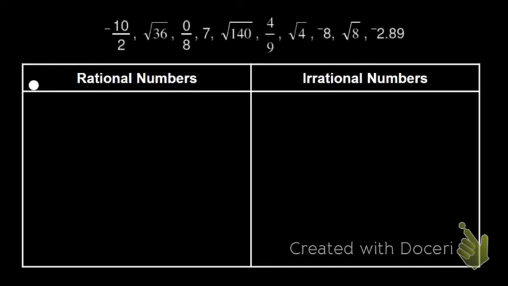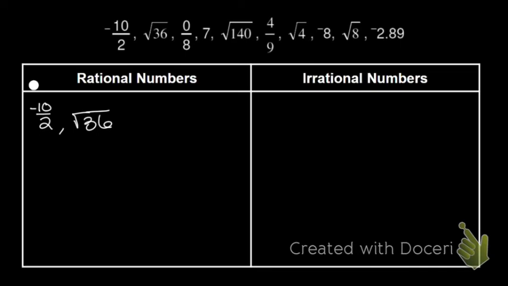So we're going to look at the first one, -10 over 2. We can simplify -10 over 2. That's going to be -5. Okay, so -5 is an integer, and because it's an integer, that means it falls under the umbrella of rational. So we can write -10 over 2 on this side. Okay, the square root of 36. If we know our times tables, we know 6 times 6 is 36. That's exactly the same as the square root of 36. So the square root of 36 will go here.